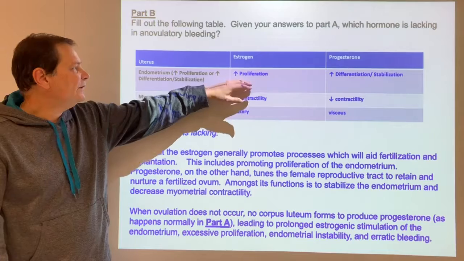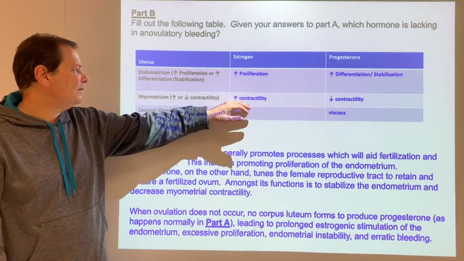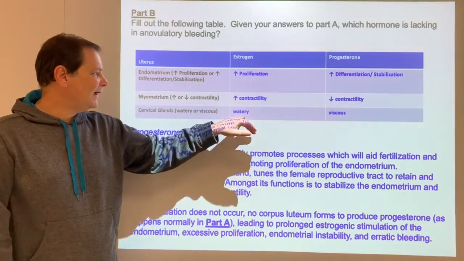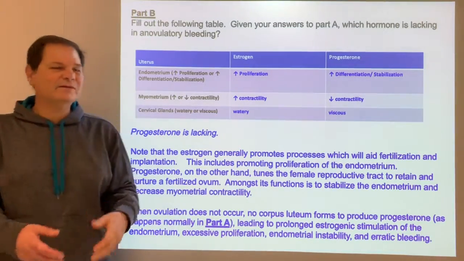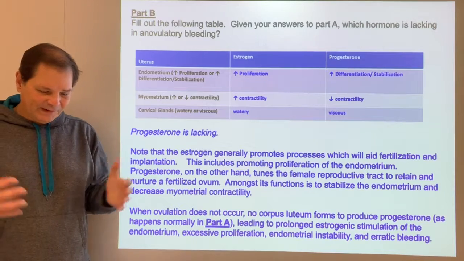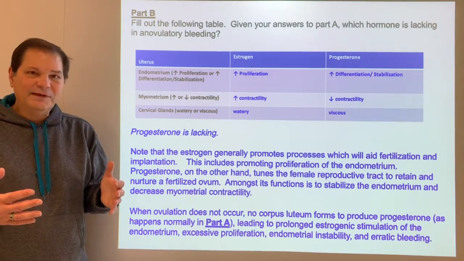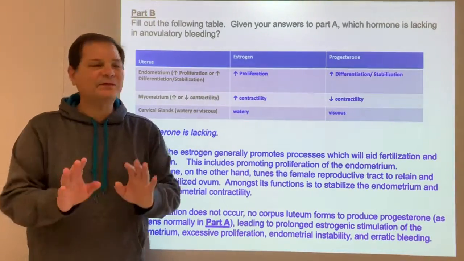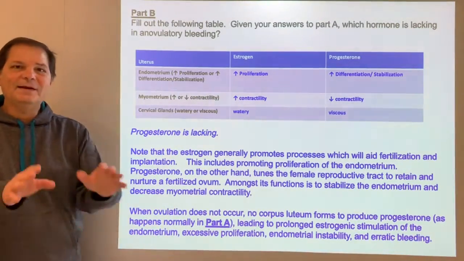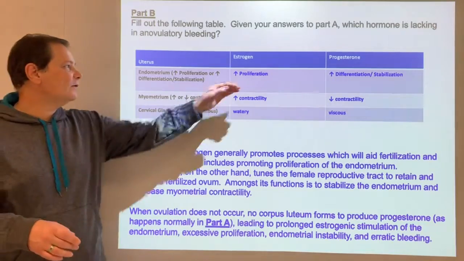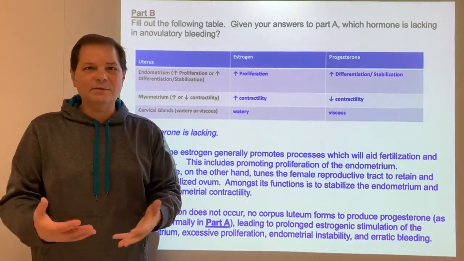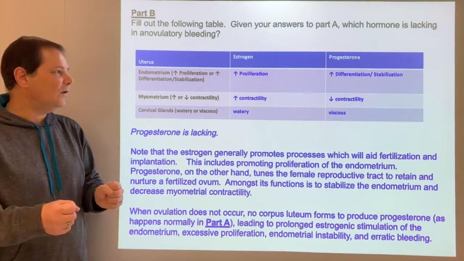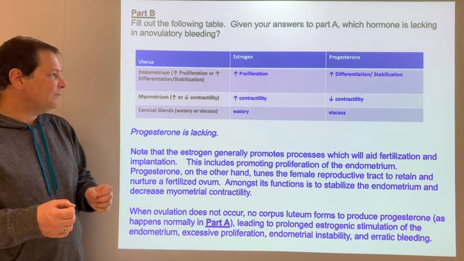Estrogen is going to increase the proliferation of the endometrium, increase contractility, and your cervical glands are going to be more watery. So basically, this is all oriented toward getting your sperm to the egg. All of these things will help propel the sperm or help get the sperm to the egg, and you're also preparing the endometrium for implantation. Nice, big, proliferated endometrium ready to go for implantation to take place.